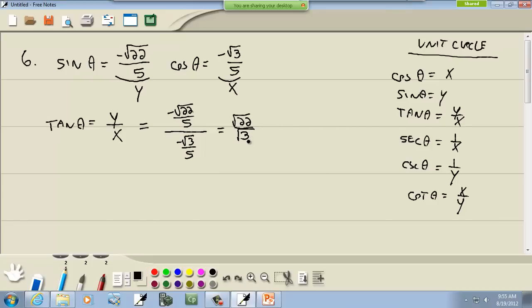Now, let me write that again. I kind of wrote that a little bit too sloppy. Okay. So we got square root of 22 over square root of 3. Can't have a square root downstairs, so we'll multiply top and bottom by the square root of 3.